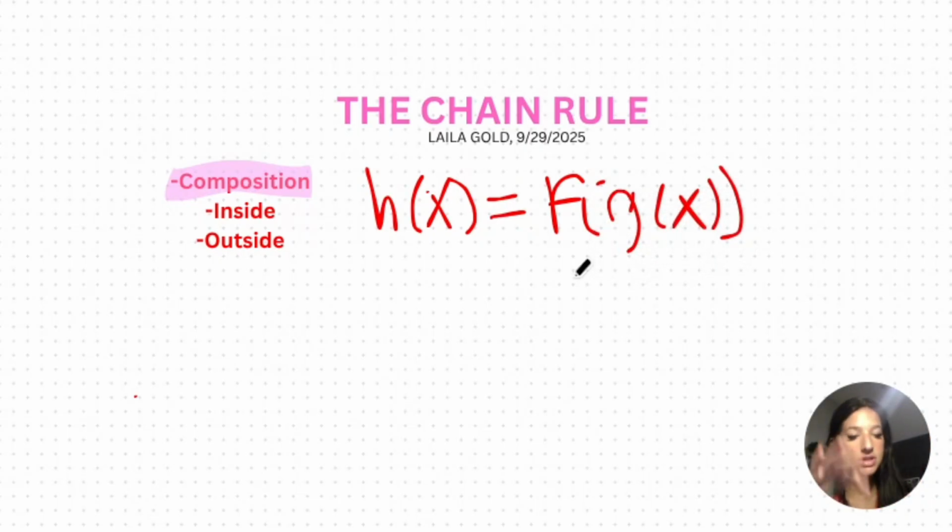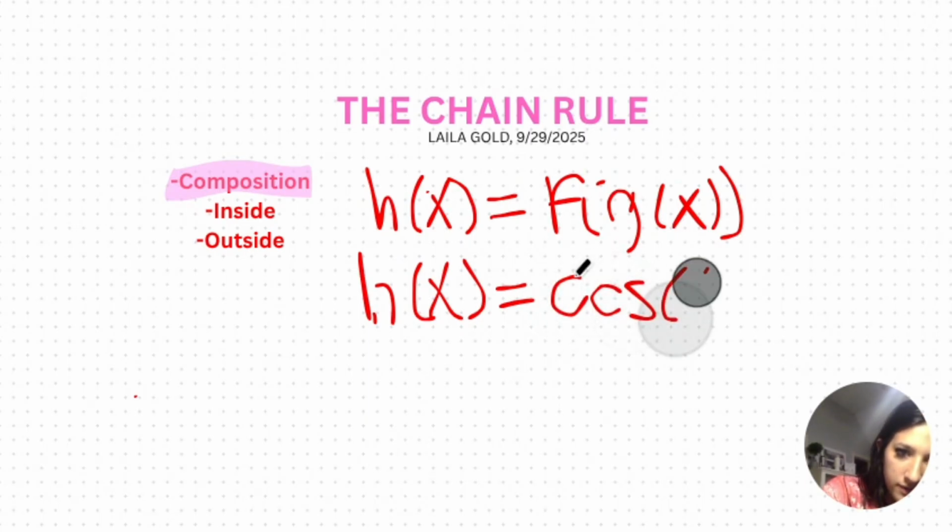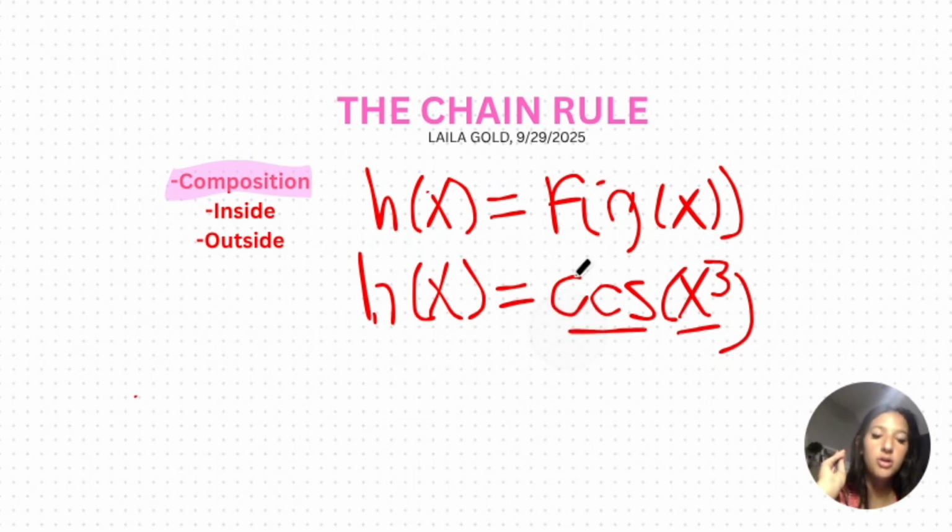Okay, let's put some numbers in it now. Another composition function you can see is h of x equals cos of x to the power of 3. A composition function usually has a very clear inside function, which would be x to the 3 here, and a very clear outside function. Okay, cool. Now that we have number 1 out of the way, we have that checked off.